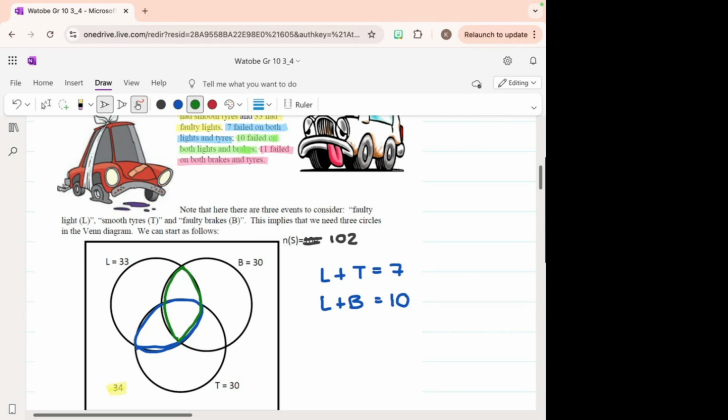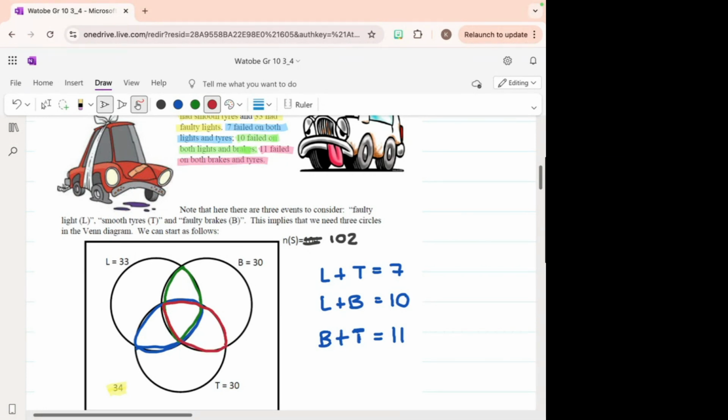And finally, 11 failed on both brakes and tires. That comes up to 11. So here is brakes and tires. And when I add those two up, it needs to come up to 11.